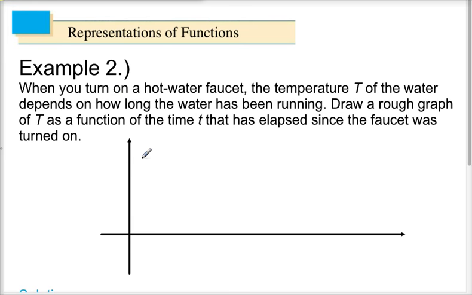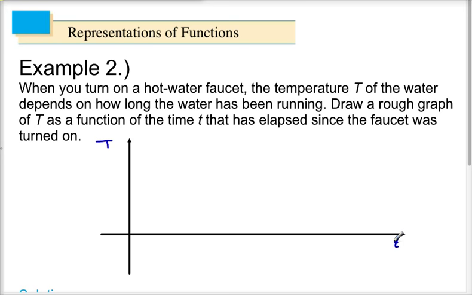So let's take a look at a verbal representation of a function and see if we can take that verbal representation and translate it into something visual or graphical. When you turn on a hot water faucet, the temperature T of the water depends on how long the water has been running. Draw a rough graph of T as a function of time that has elapsed since the faucet is turned on. So if I know that the temperature T is dependent on time, generally the dependent variable will be vertical and the independent variable will be horizontal.